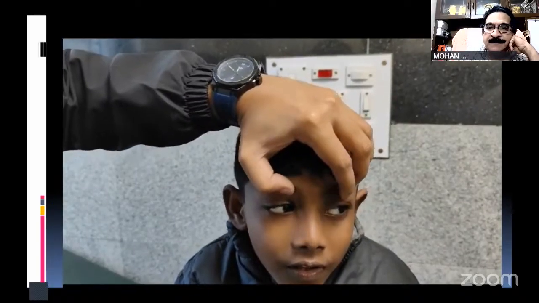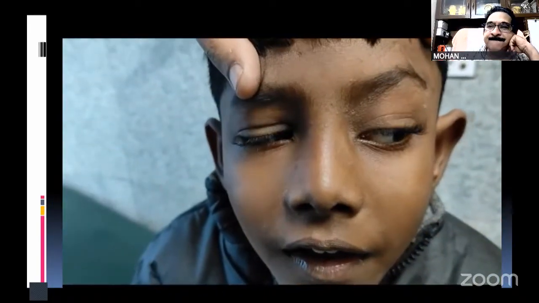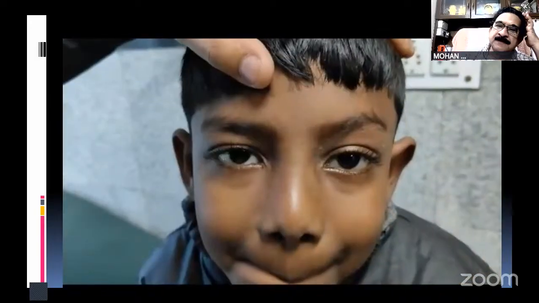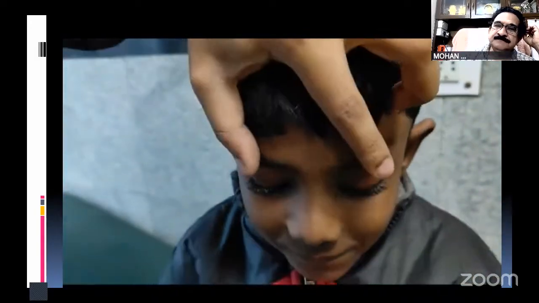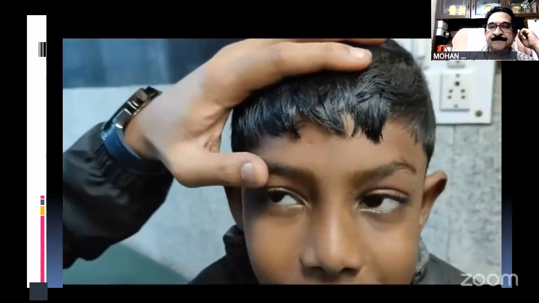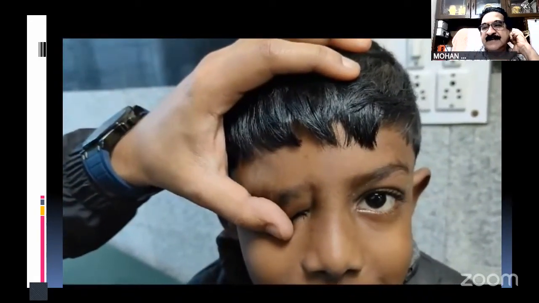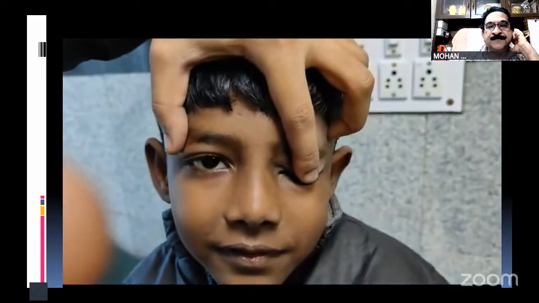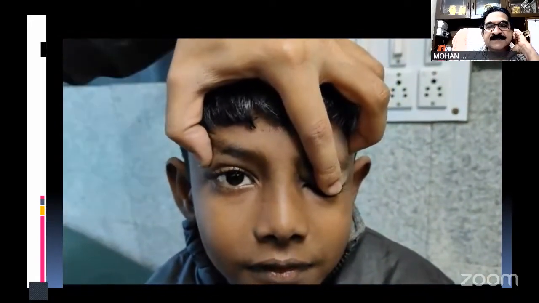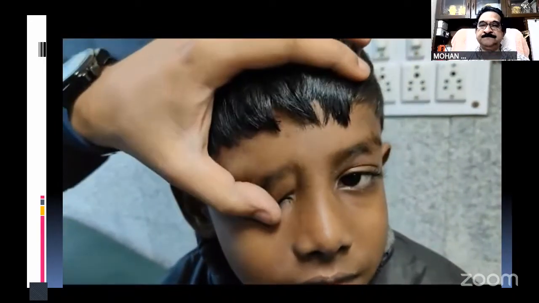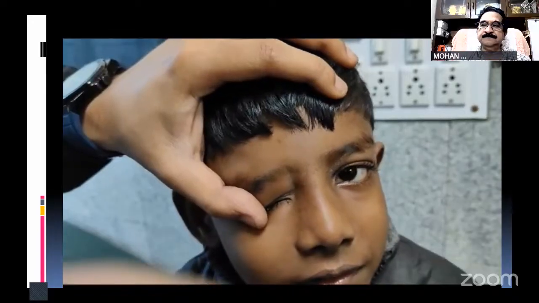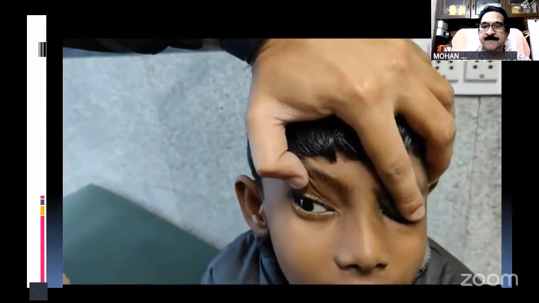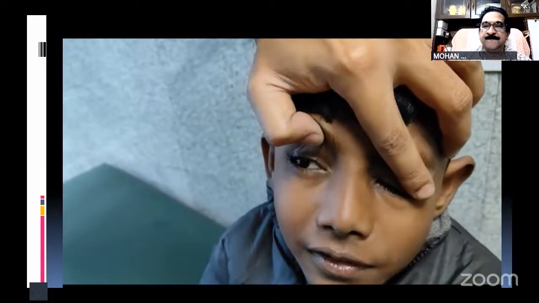Now look, when he closes the right eye, there is a nystagmus with the fast component to the open eye, to the left side. Left eye, there is again nystagmus, but less prominent than on the right eye.